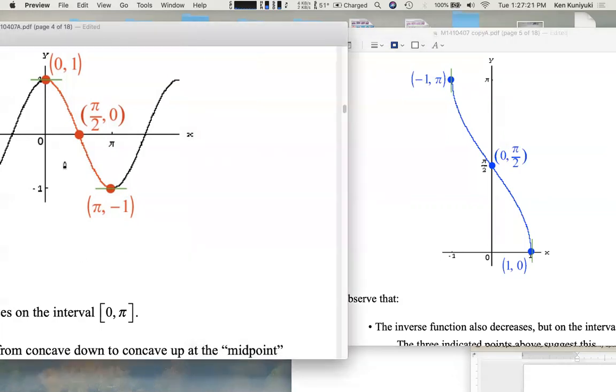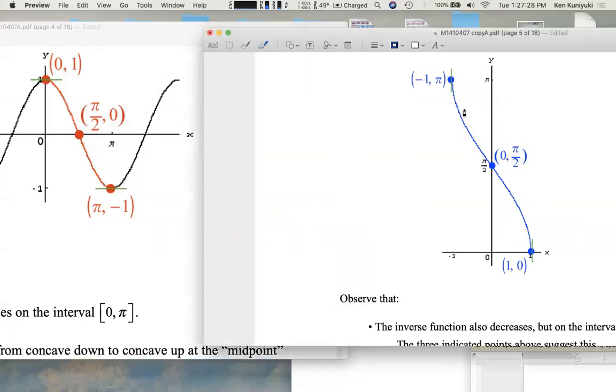Like for the case of sine and inverse sine, the original red graph goes flat near its endpoints, so the inverse cosine graph goes steep near its endpoints. And this is the entire graph. You're looking at the entire graph for y equals inverse cosine of x.